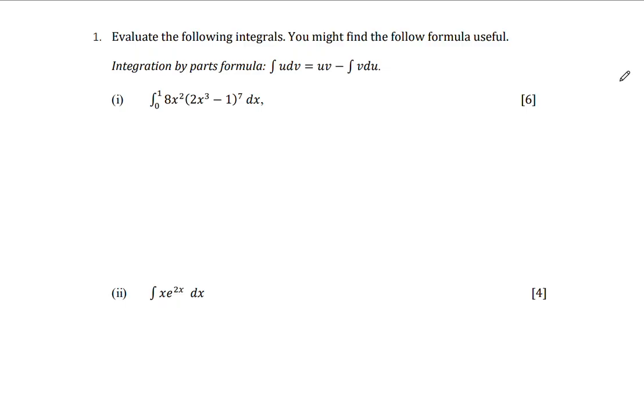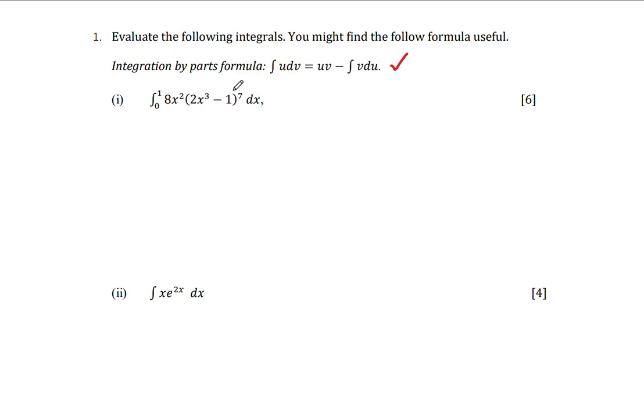In this particular question, we will be using methods of integration. We are asked to evaluate the following integrals. You might find this formula useful. This formula is the formula for integration by parts. In the first integral, however, we'll be applying integration by substitution.